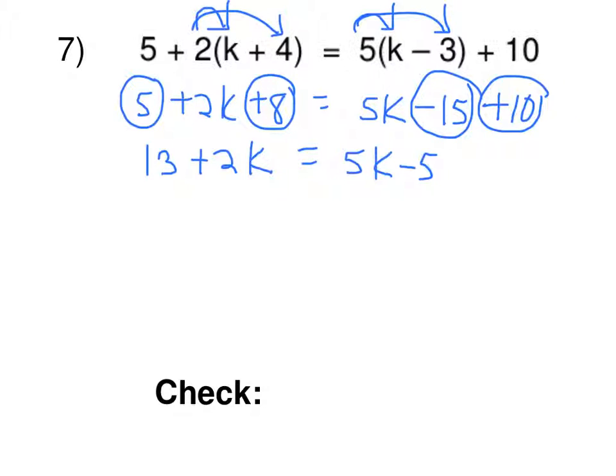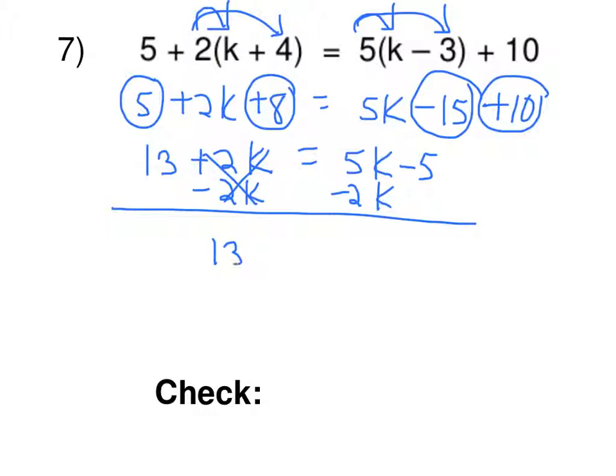Now I have variables on both sides, so I'm going to get those together. If I subtract the 5k, I'll end up with a negative. So I'm going to subtract the 2k from both sides. This is eliminated. I have 13 left. Then 5 minus 2 is 3k.